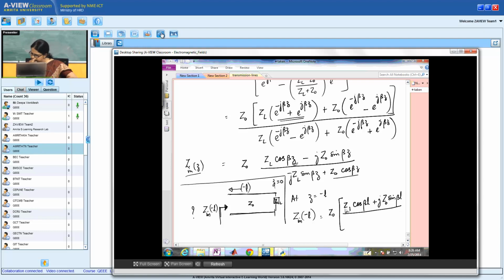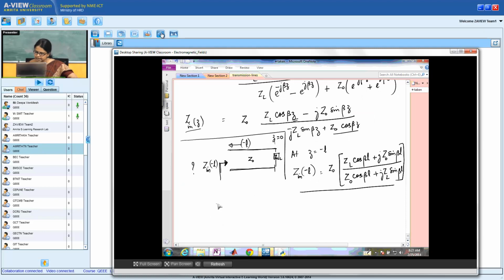divided by, in the same way, Z naught cos beta L plus j ZL sin beta L. Now this is a very useful relation.